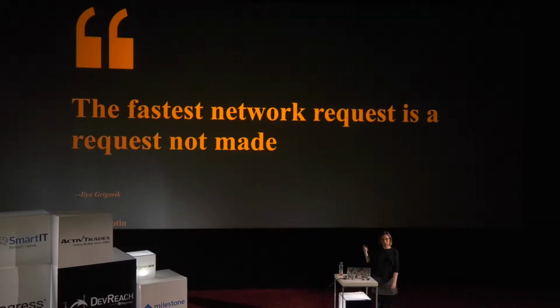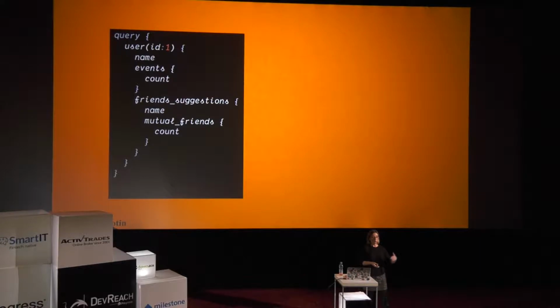And another quote from this book is that the fastest network request is a request not made. I know this is obvious, but we have to keep that in mind. And that's exactly what GraphQL helps us with. When we're making a GraphQL request, we're basically describing all the data that we need, and we're going to execute a single request. So here you can see how we can read some data that will theoretically display all the information on my Facebook page.